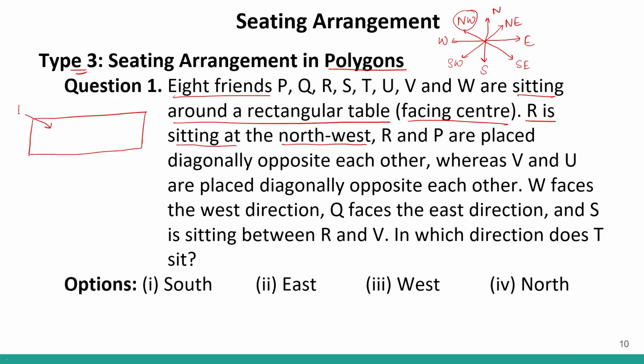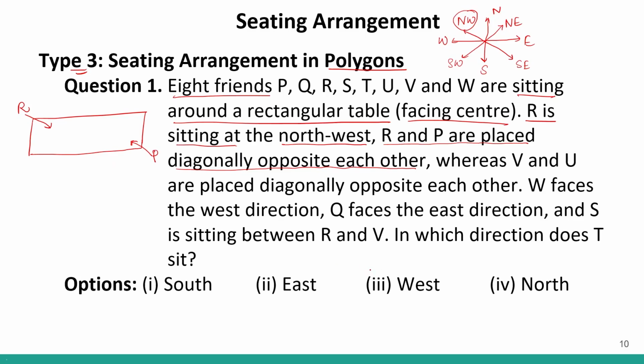So basically, R will be sitting over here at the northwest. Okay? And they are facing towards the center, so the direction will be like this. Now it is given to us that R and P are placed diagonally opposite to each other. Diagonally opposite means we will have one over here which is P. So they are diagonally opposite.